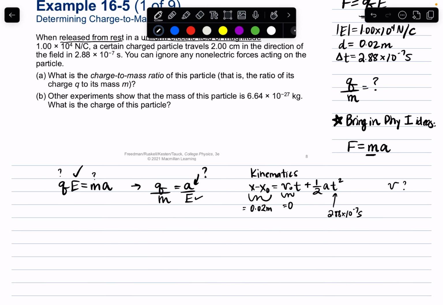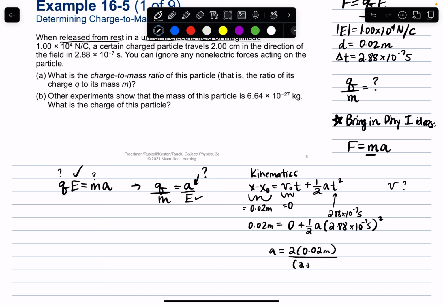So let me go ahead and plug in my values. I have 0.02 meters equals 0 plus 1/2 a, and then t, we'll plug in what t is. And then now a is going to equal 2 times 0.02 meters divided by 2.88 times 10 to the minus 7 seconds, squared. All right, we plug that into our calculator here.